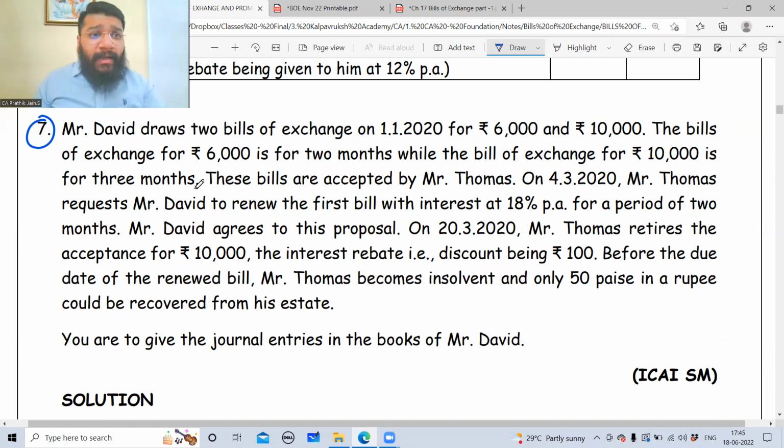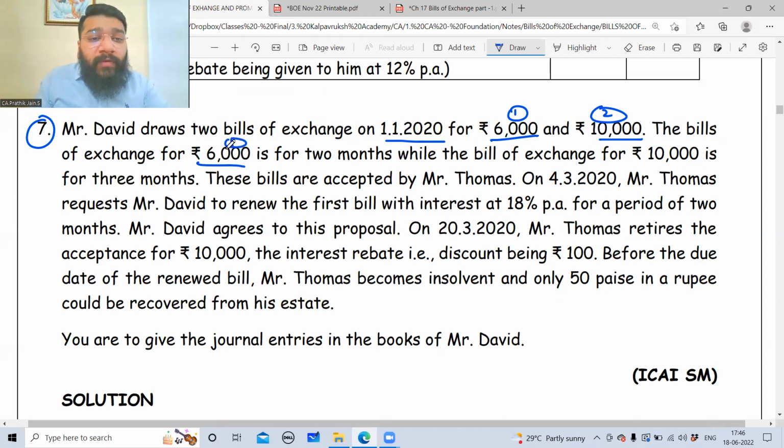7th question, guys. We are targeting 2 questions for today. With that, we'll finish off today's session. It says that Mr. David draws 2 bills of exchange on 1/1/2020. How many bills of exchange? 2 bills of exchange. One for 6,000, another for 10,000 rupees. Understand the question, guys? Because there's a lot of twist in this question. So sequence is very important. The bill of exchange for 6,000.